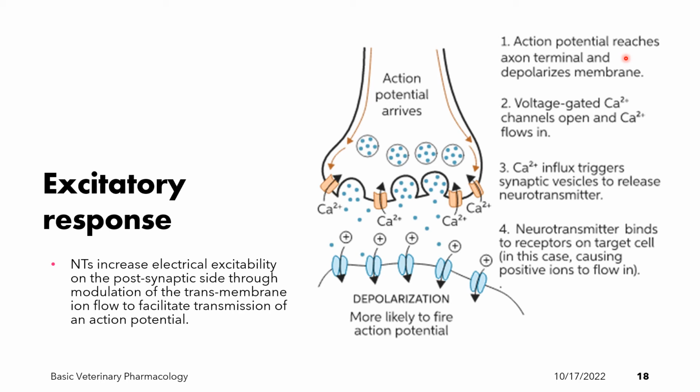Norepinephrine is an example of an excitatory neurotransmitter. In the ANS, we also have epinephrine and acetylcholine. What they do is depolarize the cell to trigger the generation of the action potential, and that action potential is important for the production of the response in that particular cell.